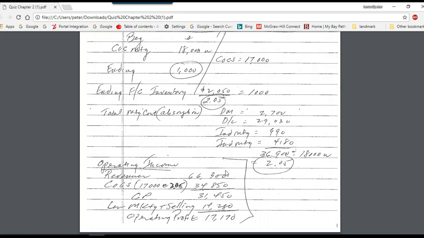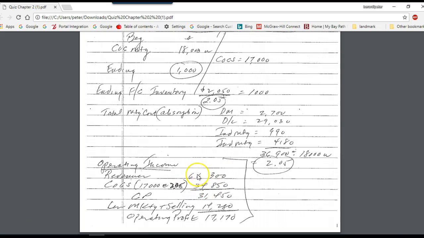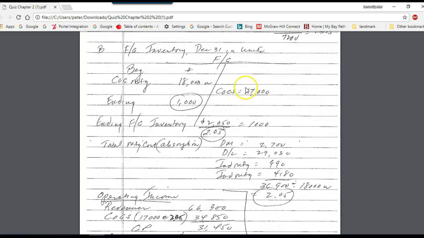Now, how do we get to our operating income? They give us a revenue in the problem of $66,300. We need to calculate our cost of goods sold. We do that by taking the 18,000 mugs that were produced. That's a debit to finished goods, because that's your cost of goods manufactured. We know our ending inventory in units. They asked us to calculate that. So 18,000 minus 17,000 gets us to a 1,000 ending inventory balance.